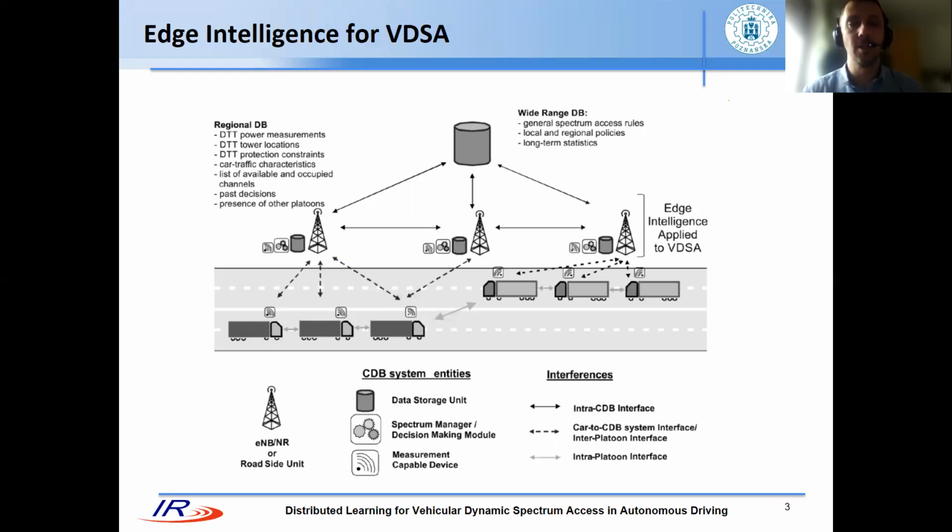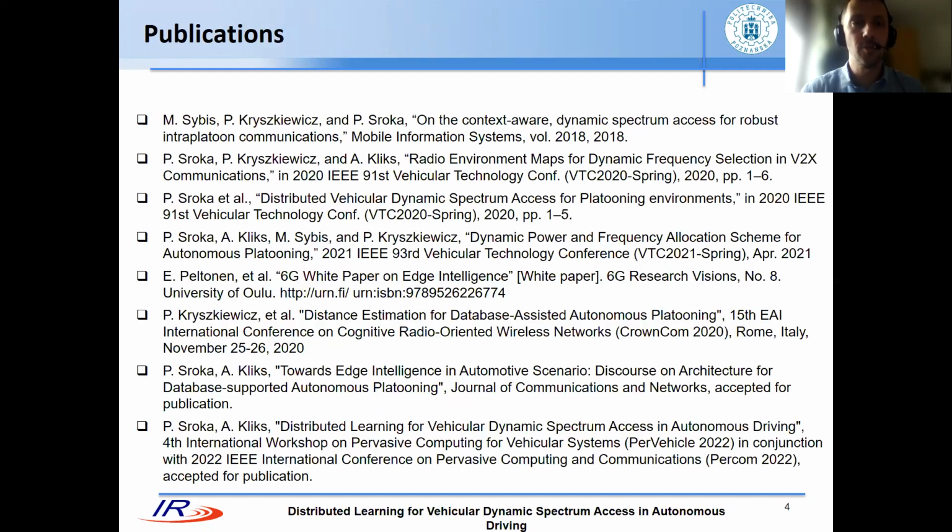to dynamically select the best band for intra-platoon communications, acting as a secondary service, so also protecting the primary, for example, TV transmission. That's why we need this REM support, this database support, to provide certain details, certain parameters to optimize our transmission. So if you're interested in this, there are a number of publications from my side and also my colleagues, so you can get more information there.